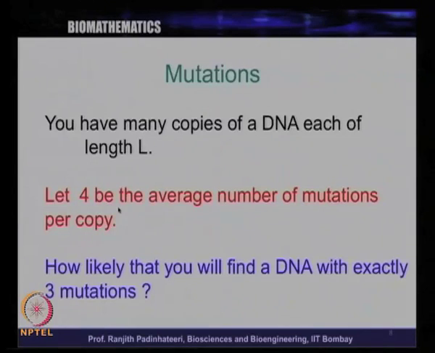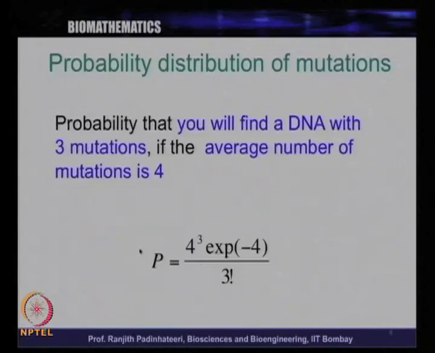If the average number of mutations is 4 per copy, how likely is it that you will find a DNA with exactly 3 mutations? The probability is given by this calculation: 4 power 3 into exponential minus 4, divided by 3 factorial. You can calculate this. We will discuss later how this comes, but for the moment just realize that there is a formula, known as the Poisson formula or the Poisson probability distribution.